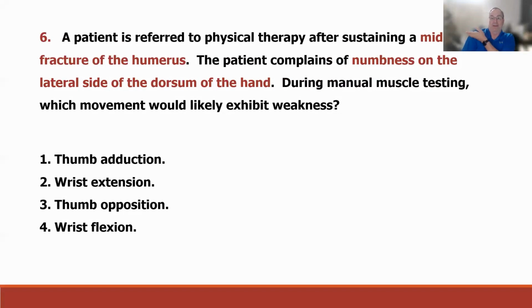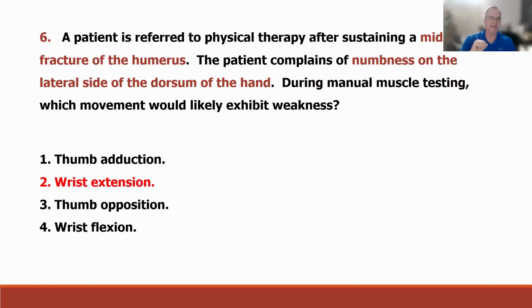If it was up by the surgical neck of the humerus, we would think about the potential for a concomitant axillary nerve injury, right? But in this case, mid-shaft fracture of the humerus, there's a potential for radial nerve involvement, and indeed that numbness on the lateral side of the dorsum of the hand, so on the thumb side, on the dorsal side of the hand, superficial radial nerve distribution, suggests that the radial nerve may be involved. And so when we're doing our strength testing, then wrist extension.